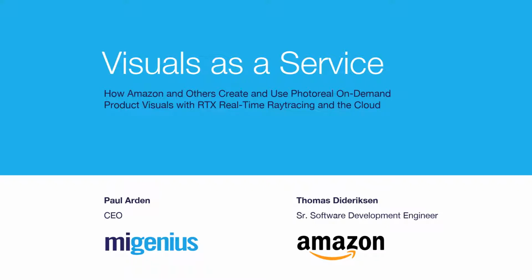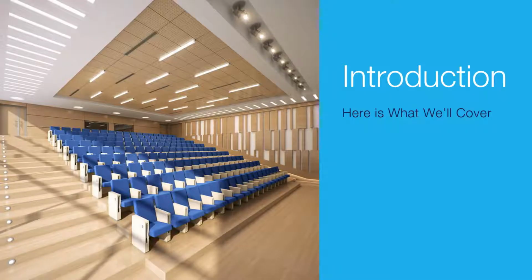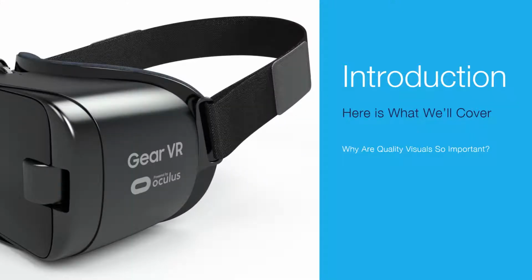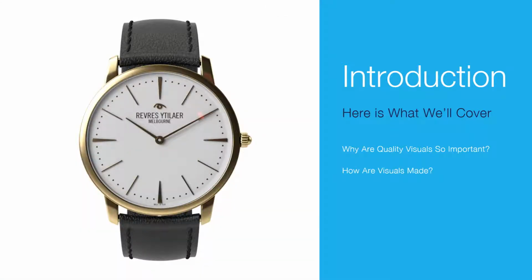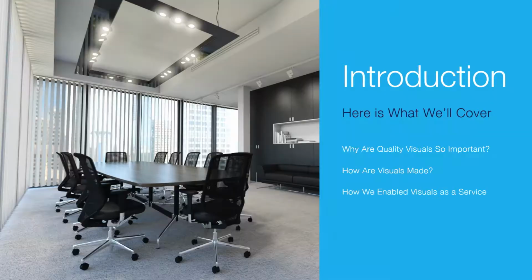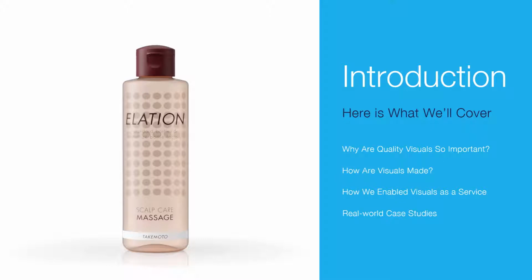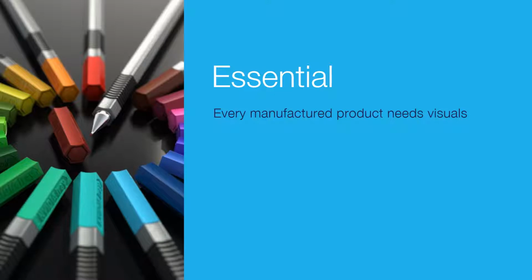So you've heard of software as a service, platform as a service, infrastructure as a service, but what is visuals as a service? We'll cover four main areas. First, a quick overview of why quality visuals are so important for any business which makes physical products. Then an overview of different techniques for creating visuals, followed by a solution that we developed for creating visuals as a service. Finally, we'll dive into some real-world use cases of customers who are already using this technology, including a presentation from Amazon.